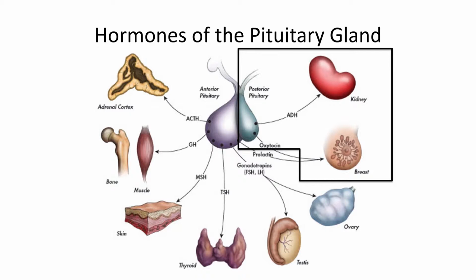So we'll start with the posterior pituitary. It releases 2 major hormones. Again, these are made by the hypothalamus and then secreted into the blood from the posterior pituitary. Antidiuretic hormone, ADH, and oxytocin. So antidiuretic hormone primarily acts on the kidney to prevent the removal of too much fluid from the body.